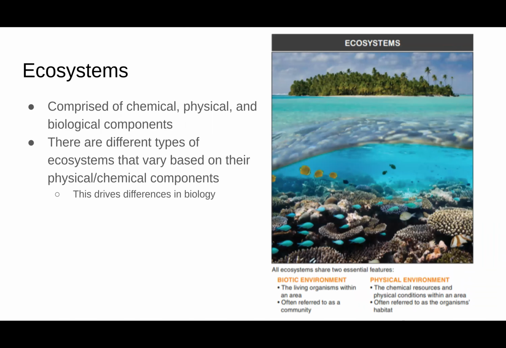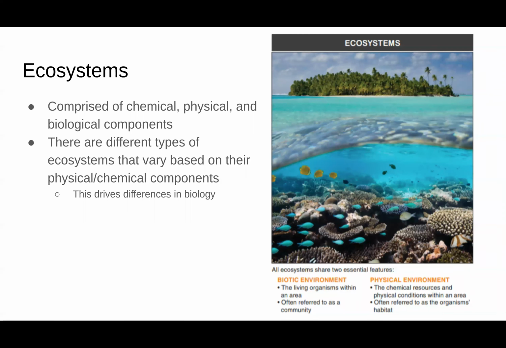And ecosystems, again, are comprised of chemical, physical, and biological components. So ecosystem is a broad category. Again, we have that biotic component, which is all the living things. In this case, we have a coral reef as an ecosystem, and in our coral reef, all the biotic components are fish and corals and eels and all that fun stuff. And our abiotic components are going to be things like water temperature, the current of the water, the salinity, pH, things like that.